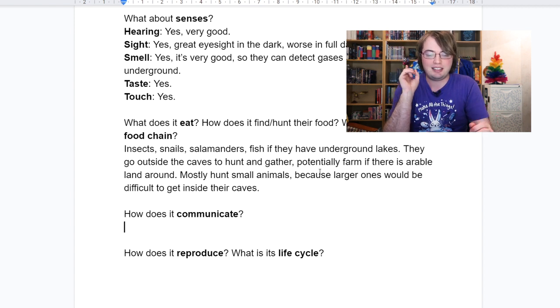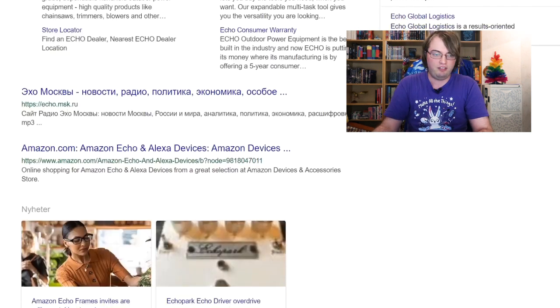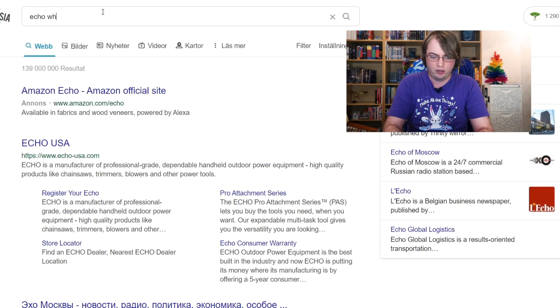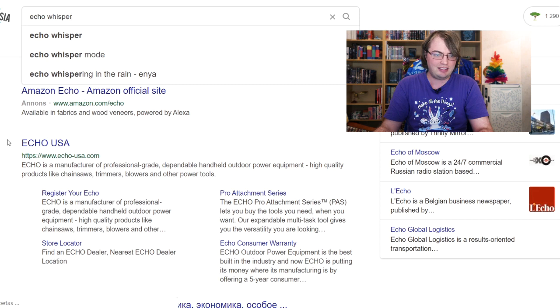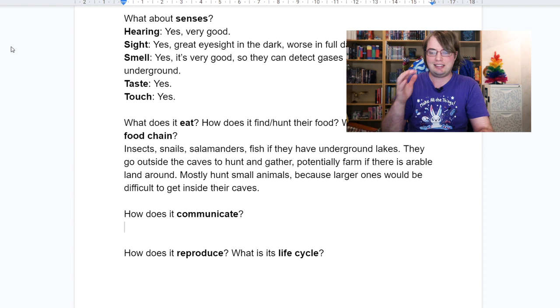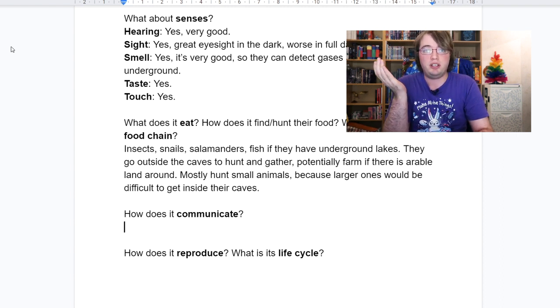I'm not an expert at this, and it's very difficult to Google how echoing works, because if I Google in English, I get Amazon Echo and Alexa devices, and Echo Whisper, because how to turn on the whisper mode, and I don't know what that is. And it's not easier to Google in Swedish, because then I just find a lot of things about trees, because the Swedish words for echo and oak are very similar. So I can't be bothered.